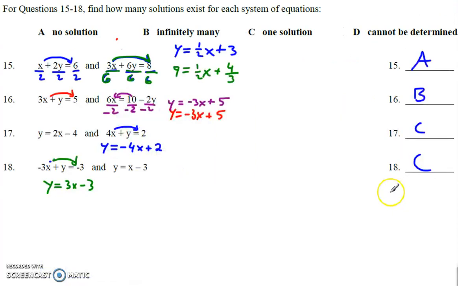Okay, for these to determine does it have one or infinite solutions or none, you need to see are the slopes the same. If the slopes are the same, then they're either parallel or the same line. Different y-intercept, they're parallel, no solution. Same slope, same y-intercept, same line, infinite solutions. And here we have different slopes, one solution, different slopes, one solution.